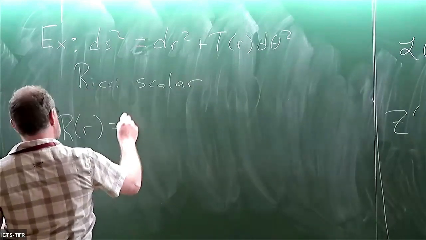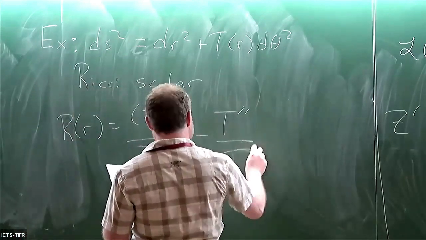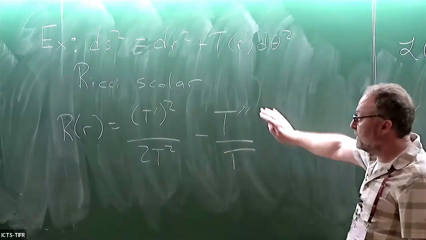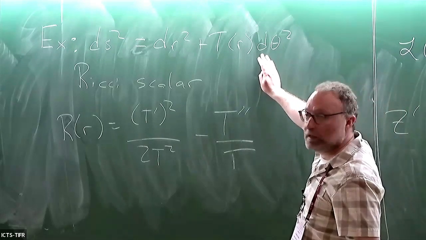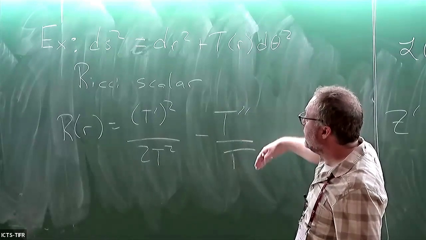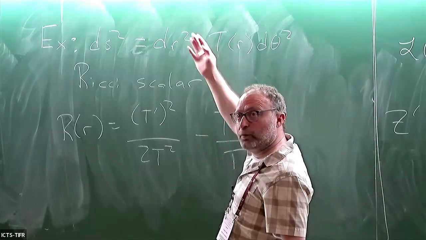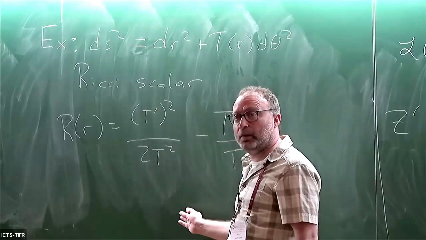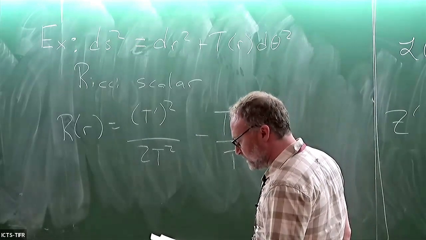R of r is T prime squared over 2T squared minus T double prime over T. If you're not so familiar with this, this is a really nice thing to do tonight. It's using Wikipedia. It's not that hard. It might take you an hour if you've never done it before, but basically take this, read off the metric. It's trivially 1 and T, and then turn the crank and compute the Ricci scalar, because I'm going to do this in the EFT. Exactly this kind of thing. You'll see very similar formulas appearing in the rest of the lectures.